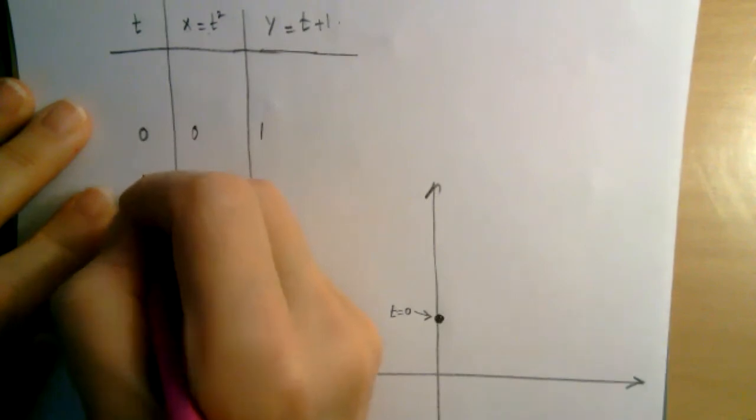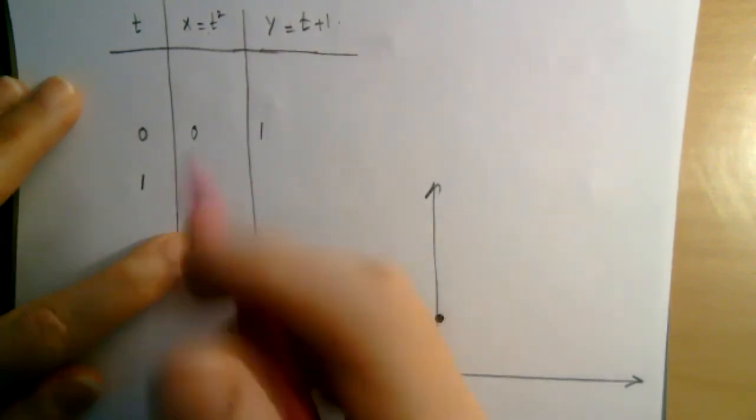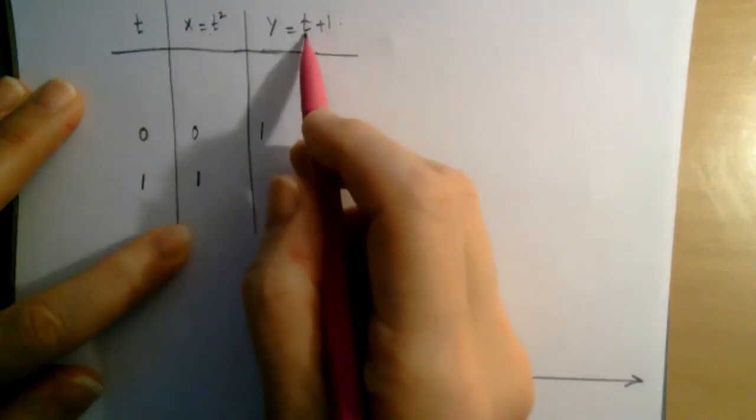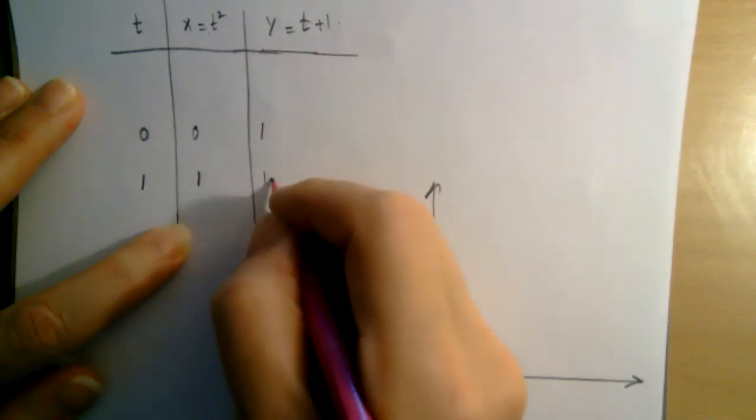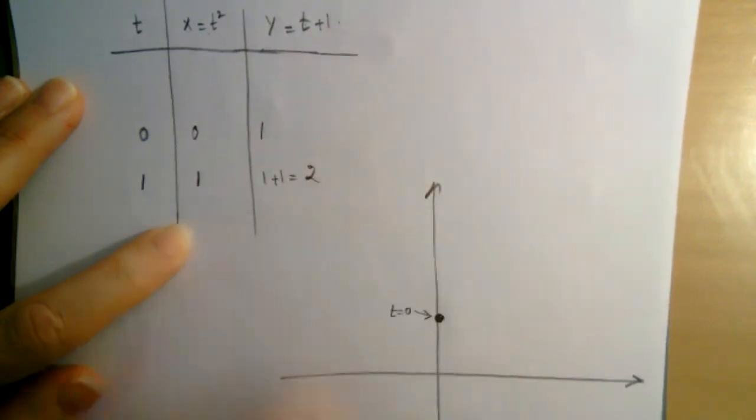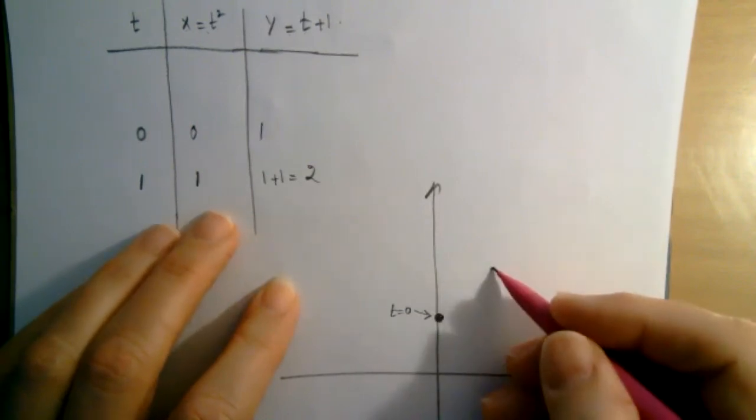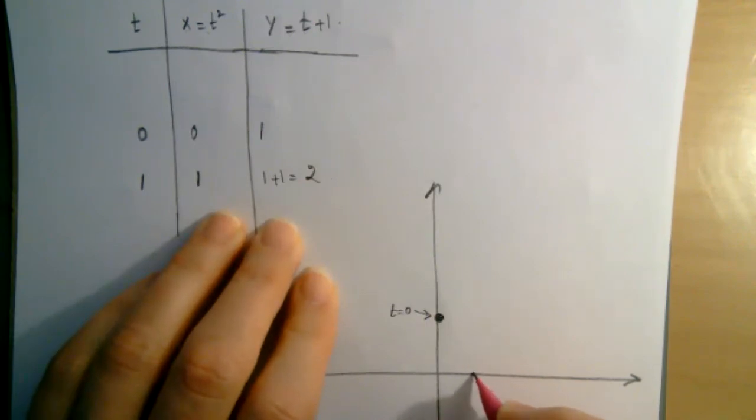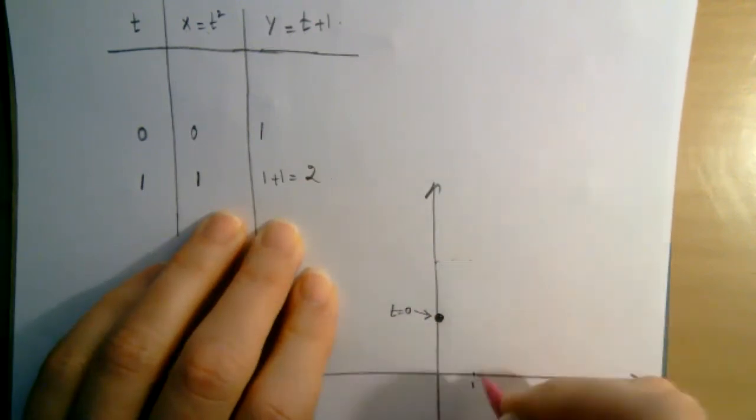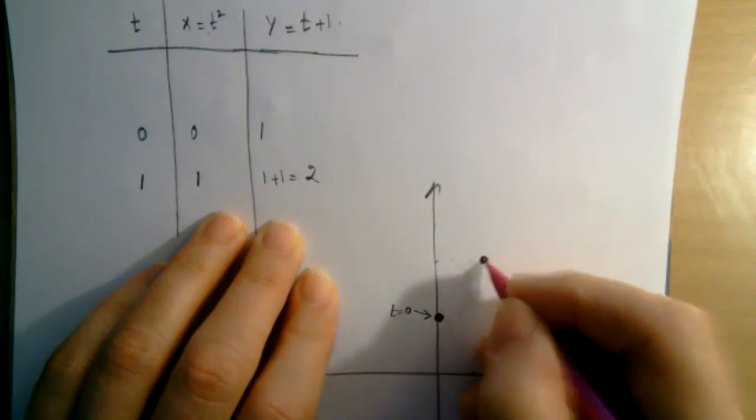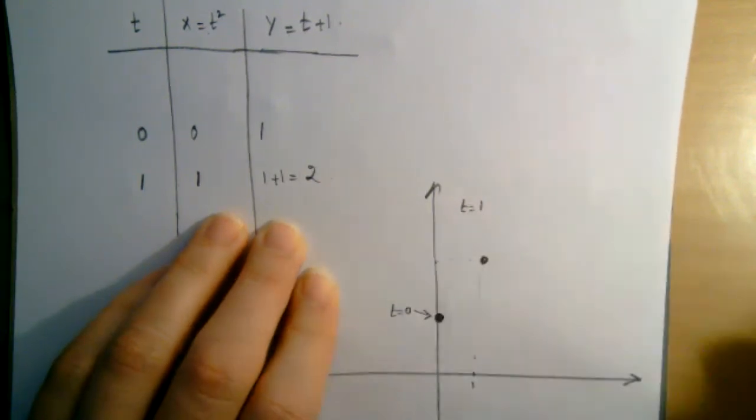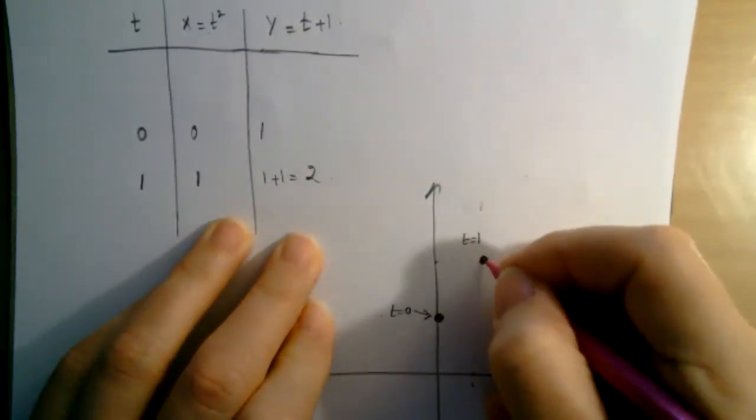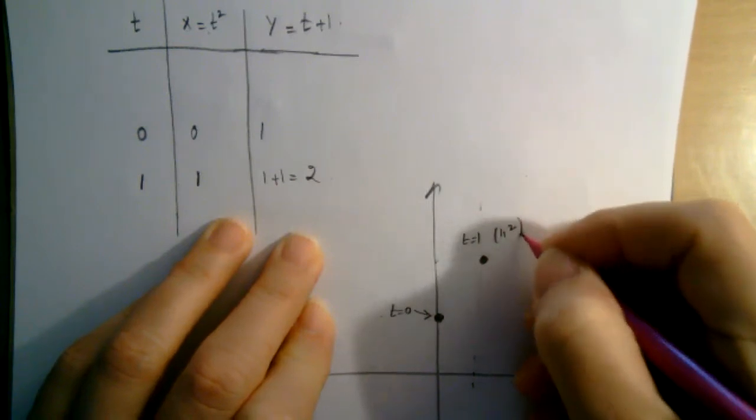I'm going to jump. At t equal to 1, where is the object? Its x coordinate is 1. Its y coordinate, I plug in 1 in here, so it's 1 plus 1, which is equal to 2. It means after 1 unit of time, my object is at x is 1 and y is 2. So that's where my object is, right there. That's at t equal to 1. So that's the point, which is (1, 2).